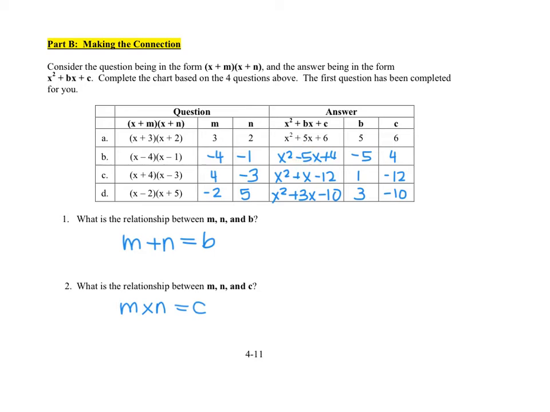For the constant at the very end, we should have seen that the numbers in the brackets, if we multiplied them, we get that constant. So 3 times 2 gives me 6. Negative 4 times negative 1 gives me positive 4.